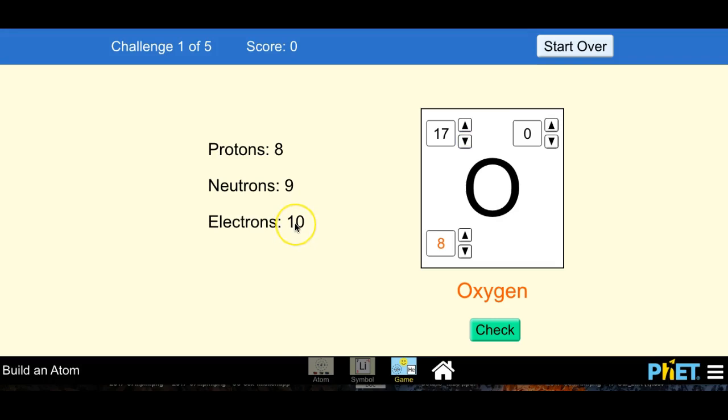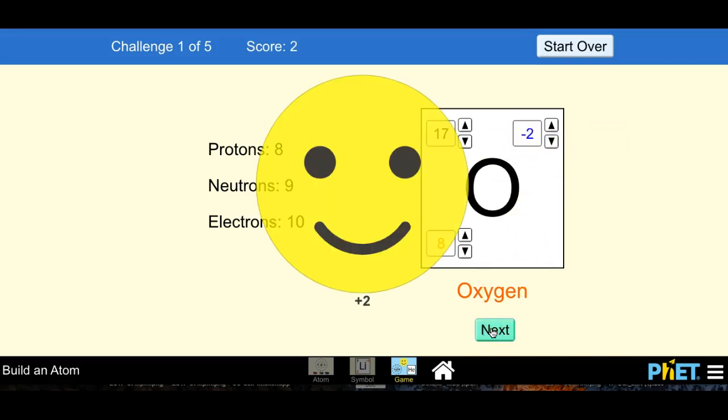Then 10 electrons. If I have 10 electrons and 8 protons, that means I've got 2 extra negative charges that haven't been cancelled out. So it's going to be like that. Check. Done. Okay, give those games a go. I'll talk to you later.